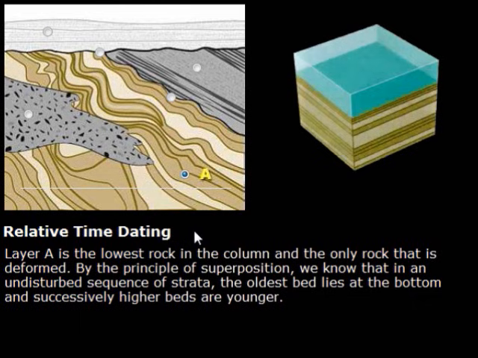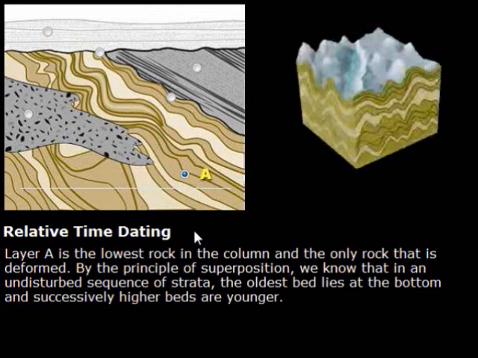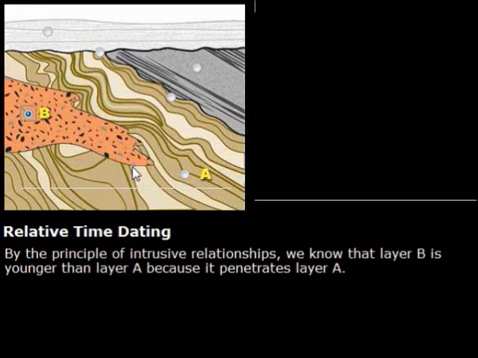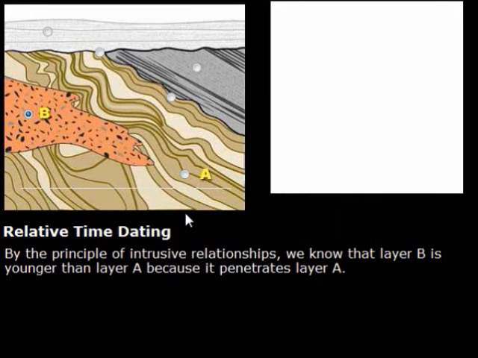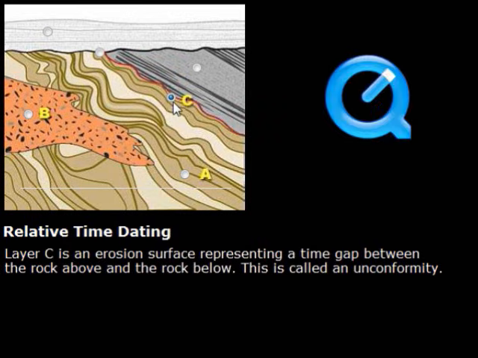So we see that layer A is the lowest rock in the column, and it's the only rock that is deformed. So by the principle of superposition, we know that in an undisturbed sequence of strata, which is rock layers, the oldest bed lays at the bottom. By the principle of intrusion, we know that layer B is younger than layer A because it penetrates layer A. So it's going right through layer A, cutting right through.